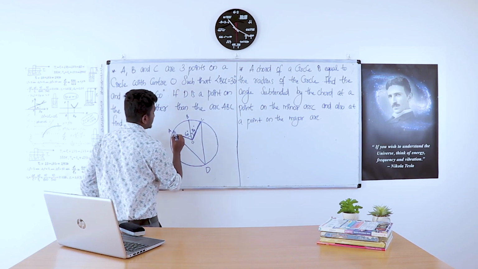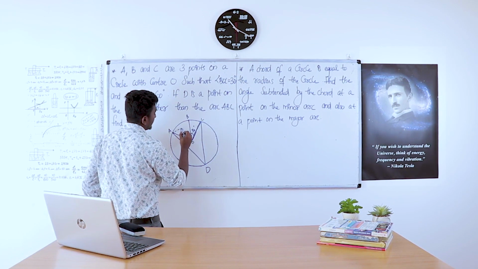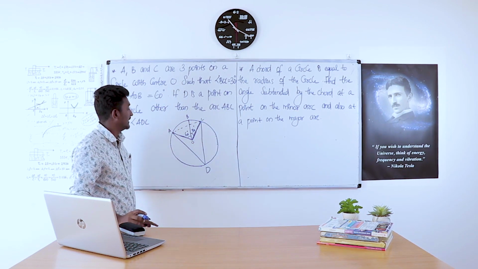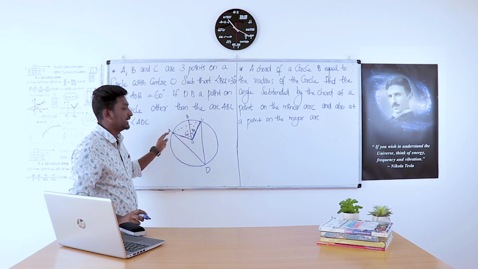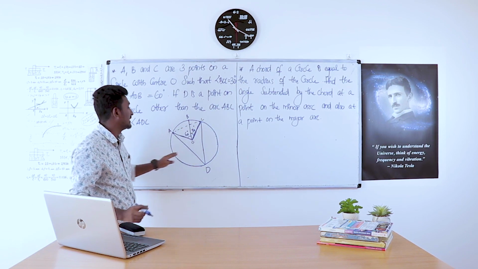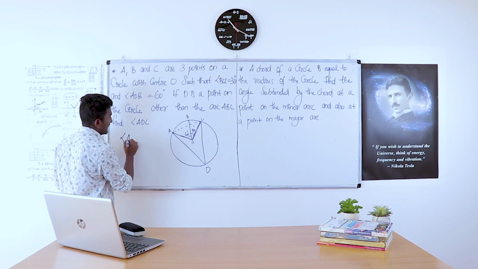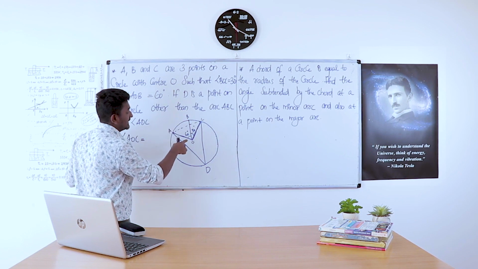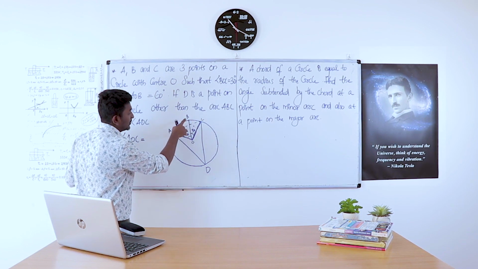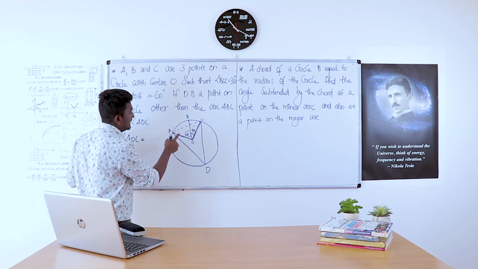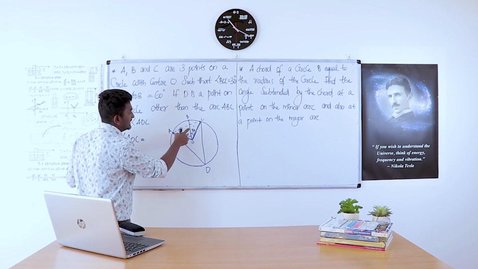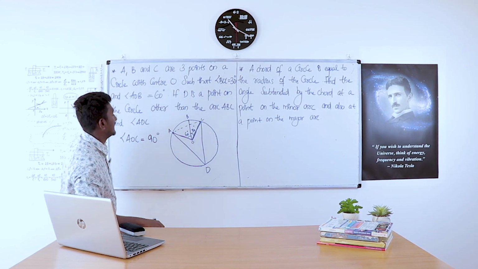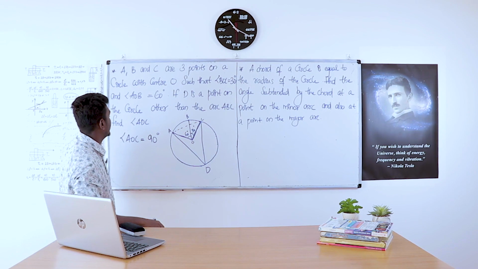Simply we can find when I am drawing a chord from A to C, then AC is a chord and angle AOC is the angle formed by the chord at the center. What is angle AOC? Angle AOB is 60 degree and BOC is 30 degree. Then what is angle AOC? It is 60 degree plus 30 degree, that is 90 degree. Angle AOC is equal to 90 degree.